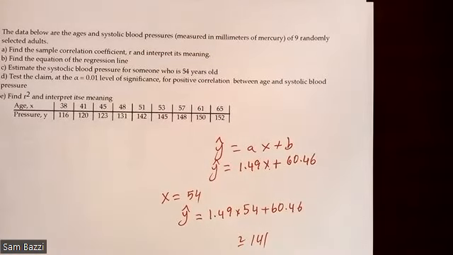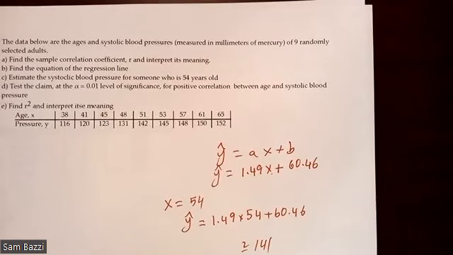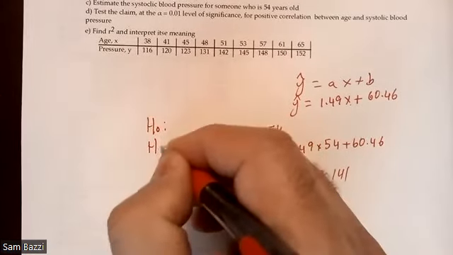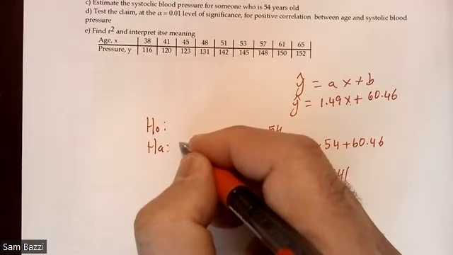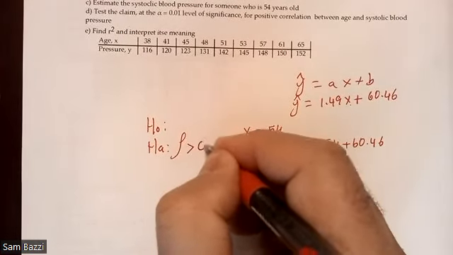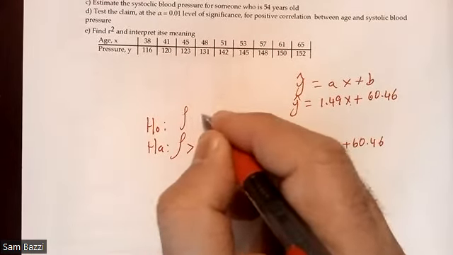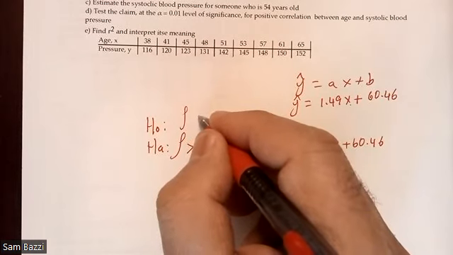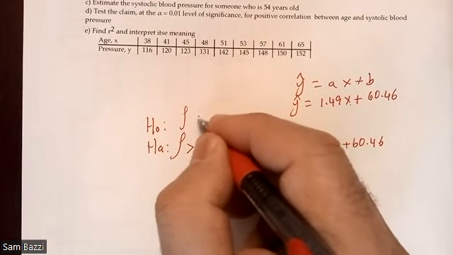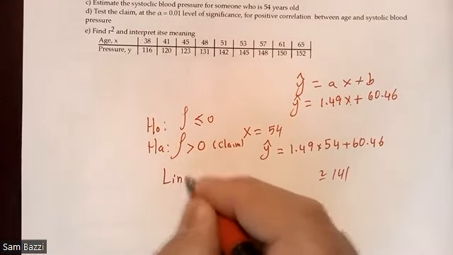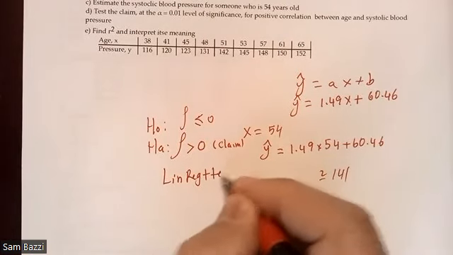And test the claim at the alpha 0.01 level of significance for positive correlation. Here's how we set this up, guys. So we just got this part and we'll be done after H0, HA. We test the population correlation coefficient rho positive. He says test for positive, so this is where the claim is. And here for students using Larson, you just put less than or equal to 0, and other students just put the equal there. Now to do this test, guys, we go to linear regression t-test.